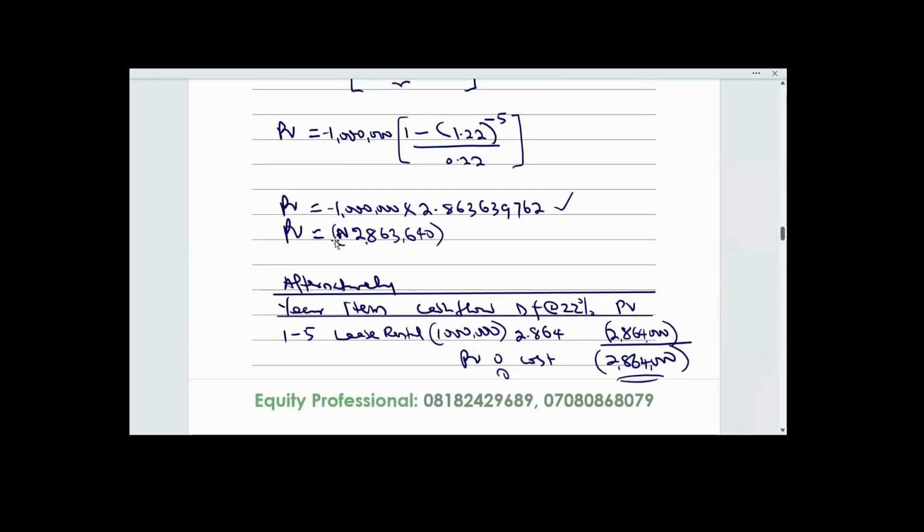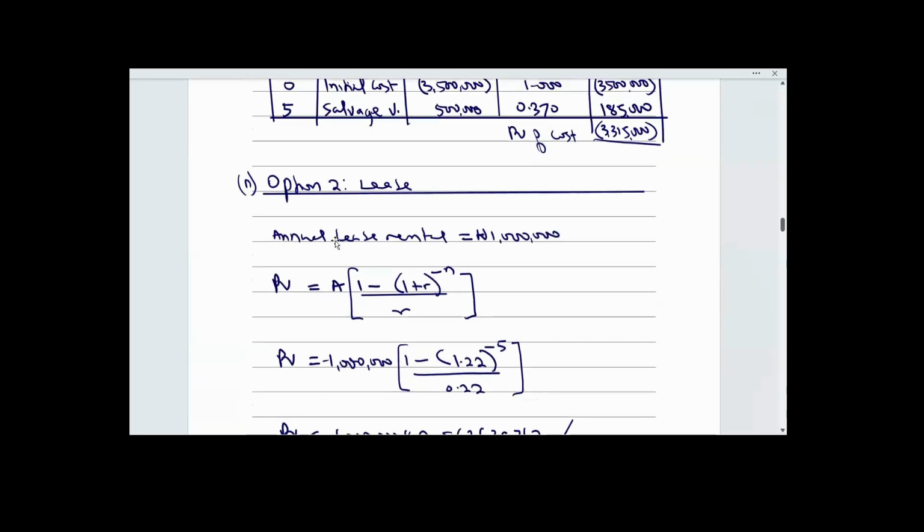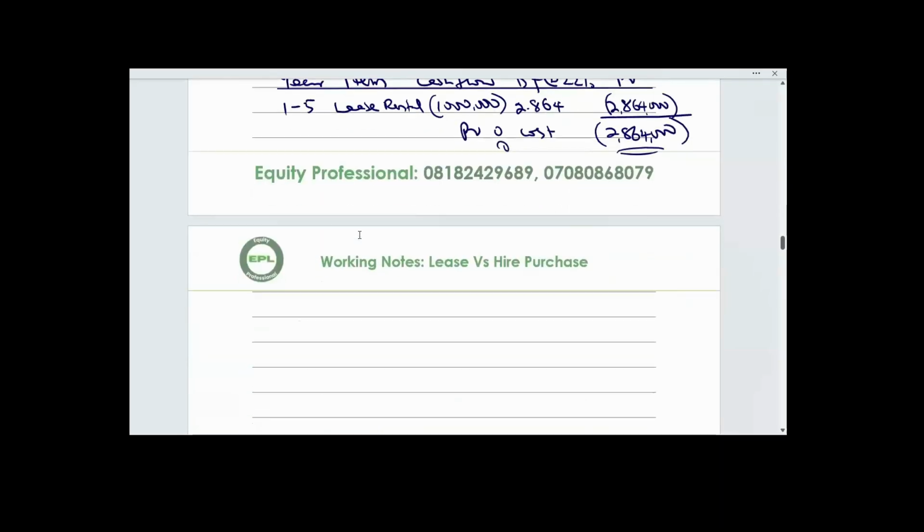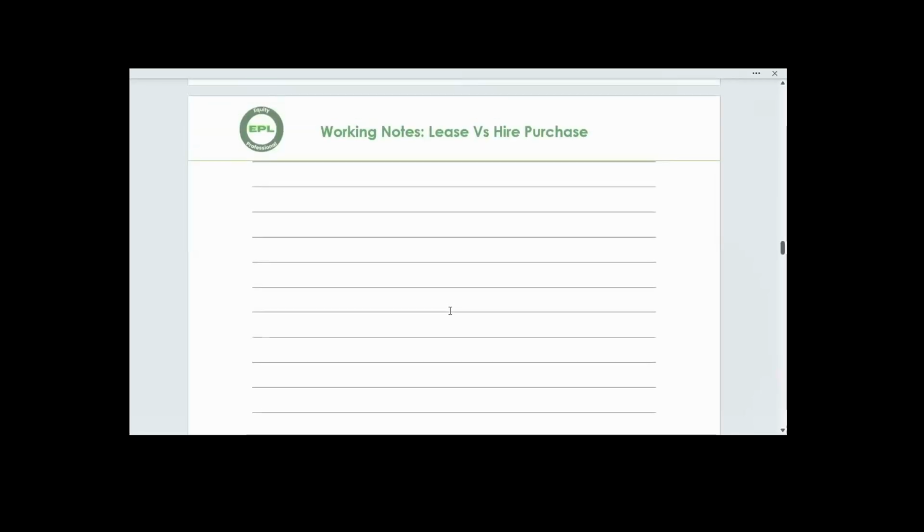So whether you use the tabular method or you use the formula, you are still going to get the same answer. Now, the examiner is asking you to advise which of the options to use to purchase the machine. Of course, lease produces a lower PV of cost. Therefore, the machine should be leased. The examiner is asking you to advise the management of Conjoint PLC on the option to choose.